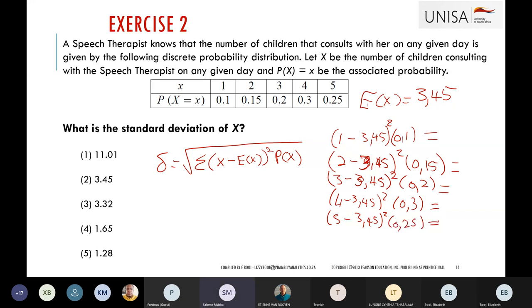Okay, so we already started with a couple of things, so I just need you to give me the answer for every statement that is there. So 1 minus 3.45 squared multiplied by 0.1, what is the answer you get?